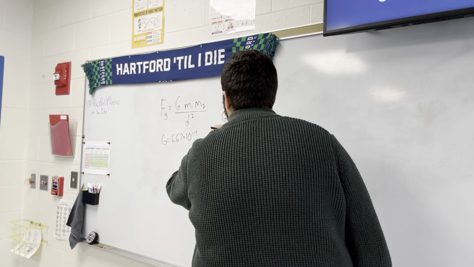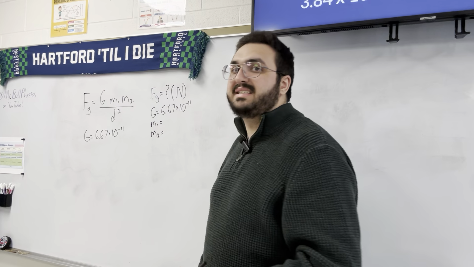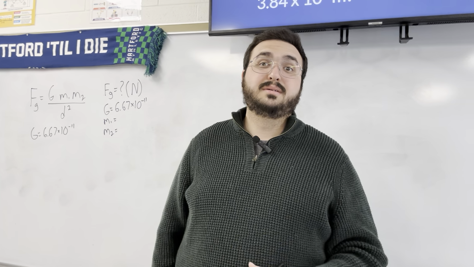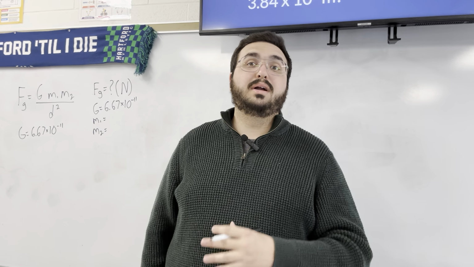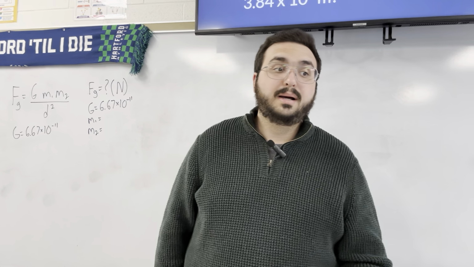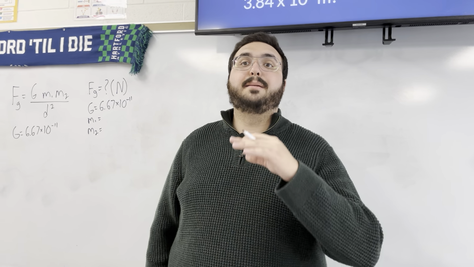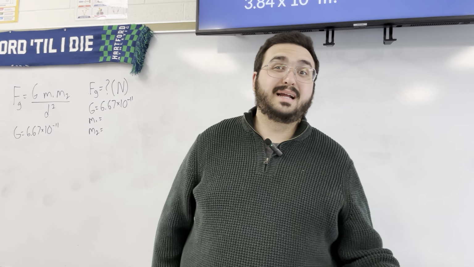It doesn't necessarily matter which one is M1 and which one is M2, so long as they're different and you remain consistent as to which one is which. For me, I'm going to use M1 as the Earth and M2 as the Moon. But you will get the exact same answer if you decided to use M1 as the Moon and M2 as the Earth. It doesn't really change anything.